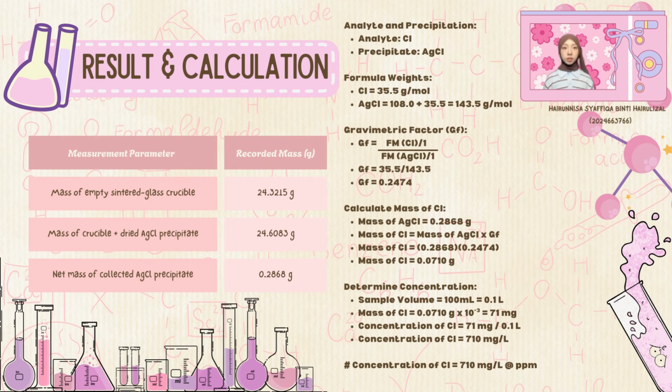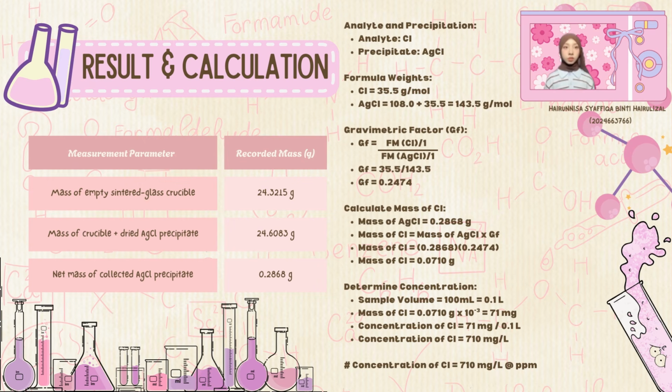Now, we can determine the gravimetric factor. From the formula here, we can conclude that the calculated gravimetric factor is equal to 0.2474. Now we can move on to calculate the mass of chlorine, where the mass of silver chloride we have weighed earlier is 0.2868 gram. Therefore, the mass of chlorine we can determine by mass of silver chloride times the gravimetric factor. Therefore, the mass of chlorine ion is 0.0710 gram.